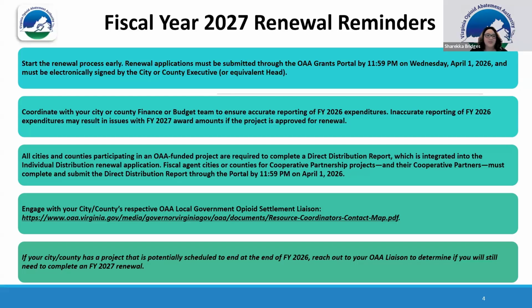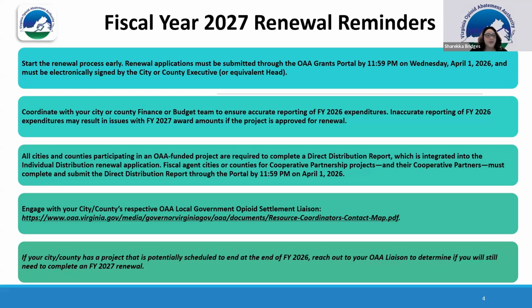We will start out with some fiscal year 2027 renewal reminders. One thing we want to reiterate is to start the renewal process early. Renewal applications are to be submitted through the OAA Grants portal, and they are due by 11:59 p.m. on Wednesday, April 1st. All submitted renewal applications and any new applications must be electronically signed by your city or county executive or someone with signature authority to conduct business on behalf of the city or county.